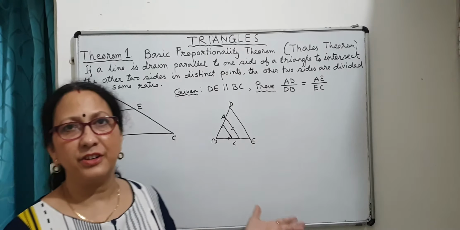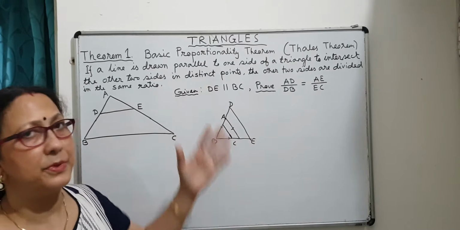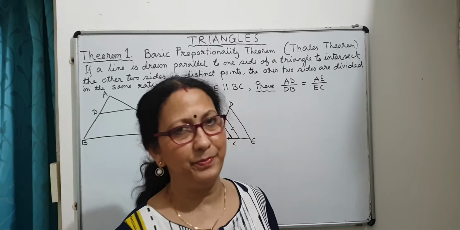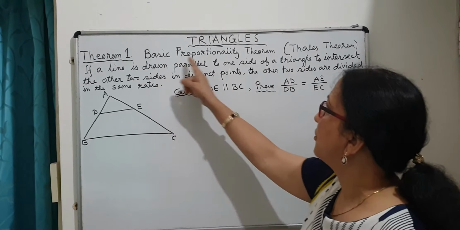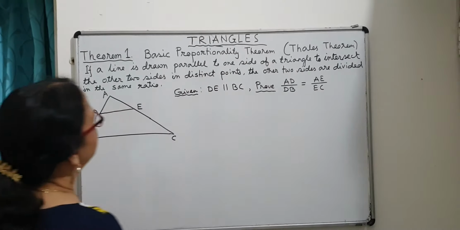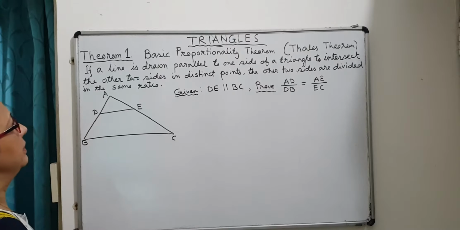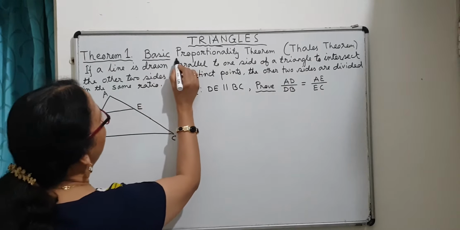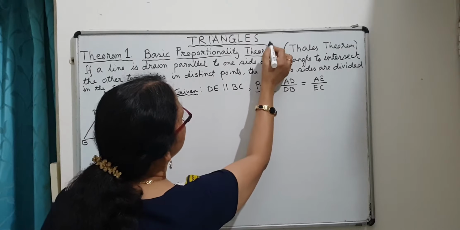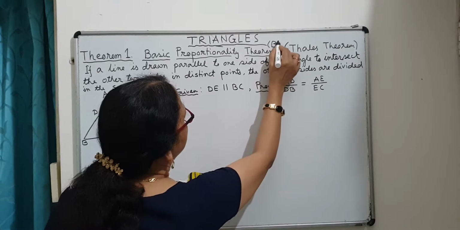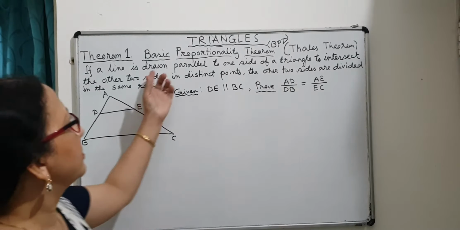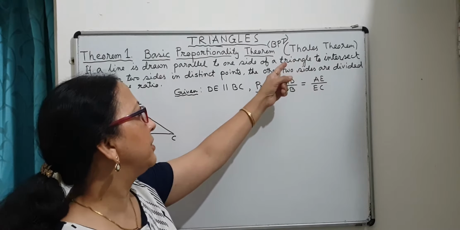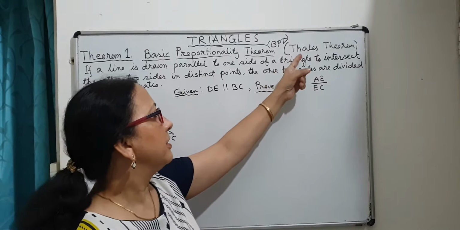So we'll come to that later on, but to begin with the chapter, let me first discuss a very important theorem, that is the basic proportionality theorem. The first theorem of this chapter that I'll be discussing is the basic proportionality theorem. Sometimes in short it is known as BPT. And since this theorem was given by the ancient mathematician Thales, it's sometimes also known as Thales theorem.